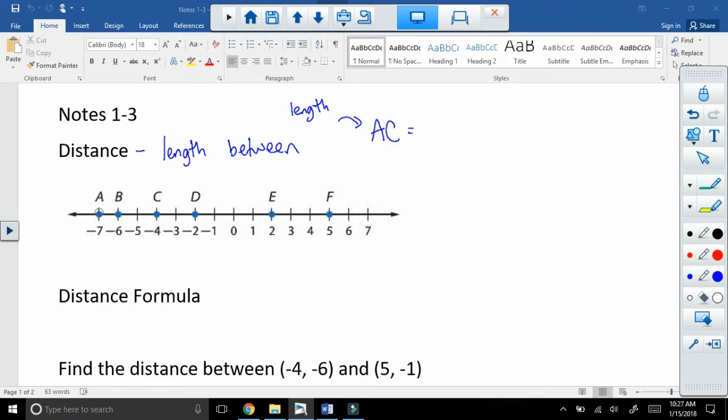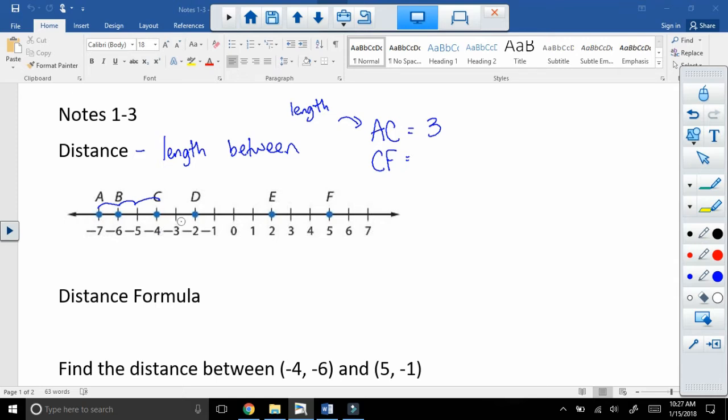So from A to C, you could just count it if it's on the number line. If you are counting it, make sure you don't count this as 1. You would count 1, 2, 3 units. Or you could find the length of CF. And again, you're just finding the distance between point C and point F. That would be the same thing as the distance of F to C.